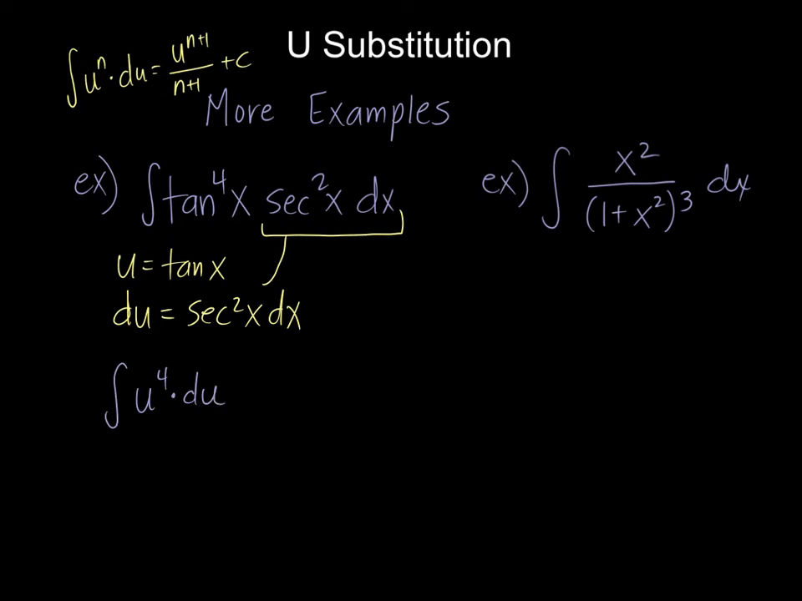Okay, if your u is a trig function, this is a power rule that we're using. It's just that the base of that power happens to be a trig function. No problem. The antiderivative is u to the 5th over 5, and u was tangent. So my answer is tangent to the 5th x over 5 plus c.